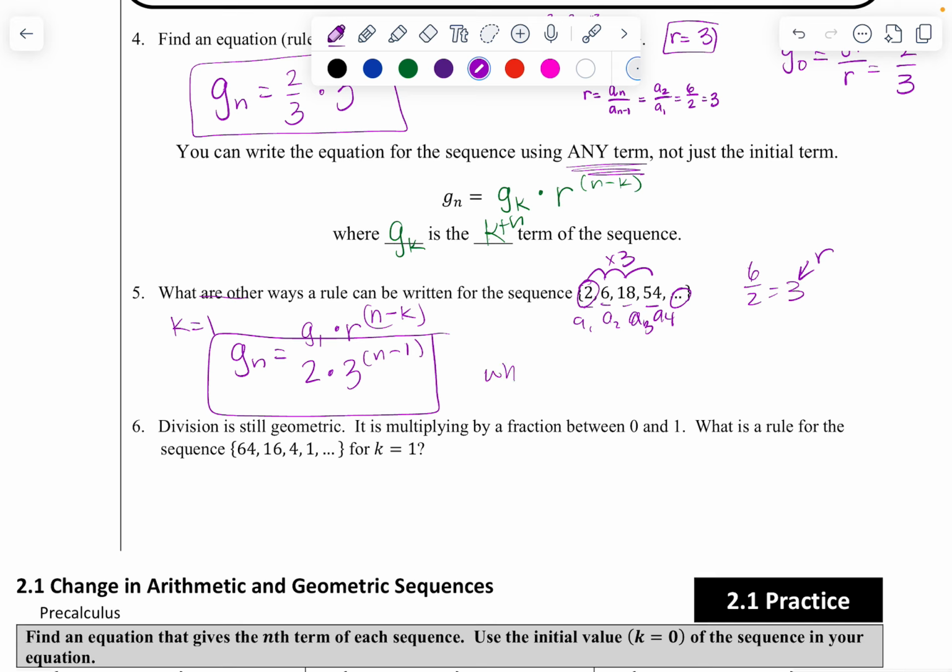But what if k was a different number? What if it was 4? In this case, any nth term of the geometric sequence would be g of 4 times r to the n minus 4 power. So the fourth term is here: 1, 2, 3, 4. It's 54. The common ratio is still 3, to the n minus 4 power. And again, this is going to give you the same rule as the other one if it was simplified.